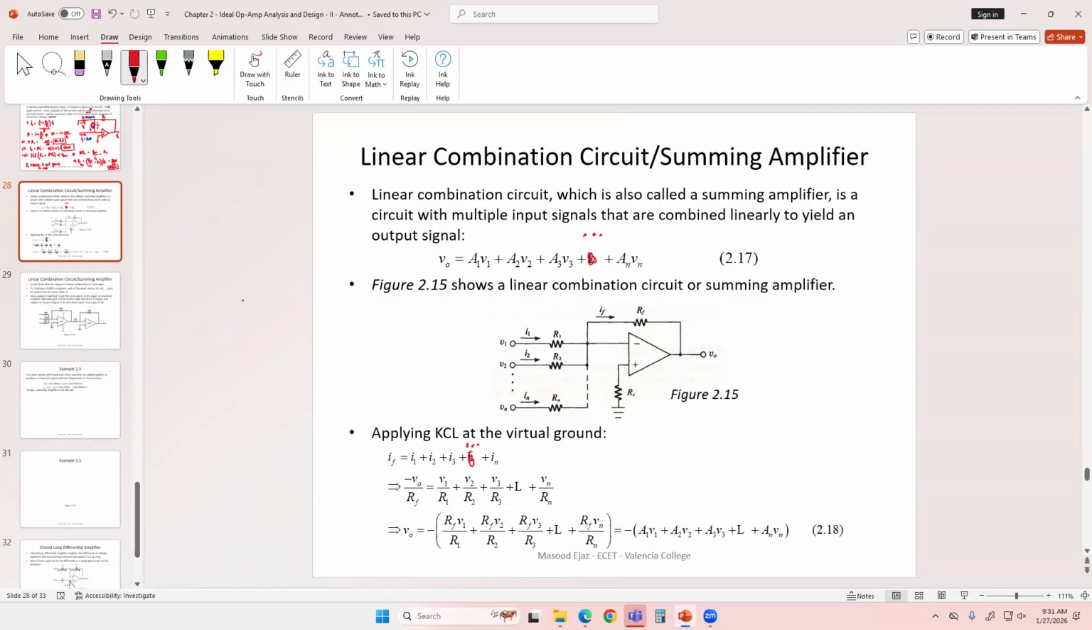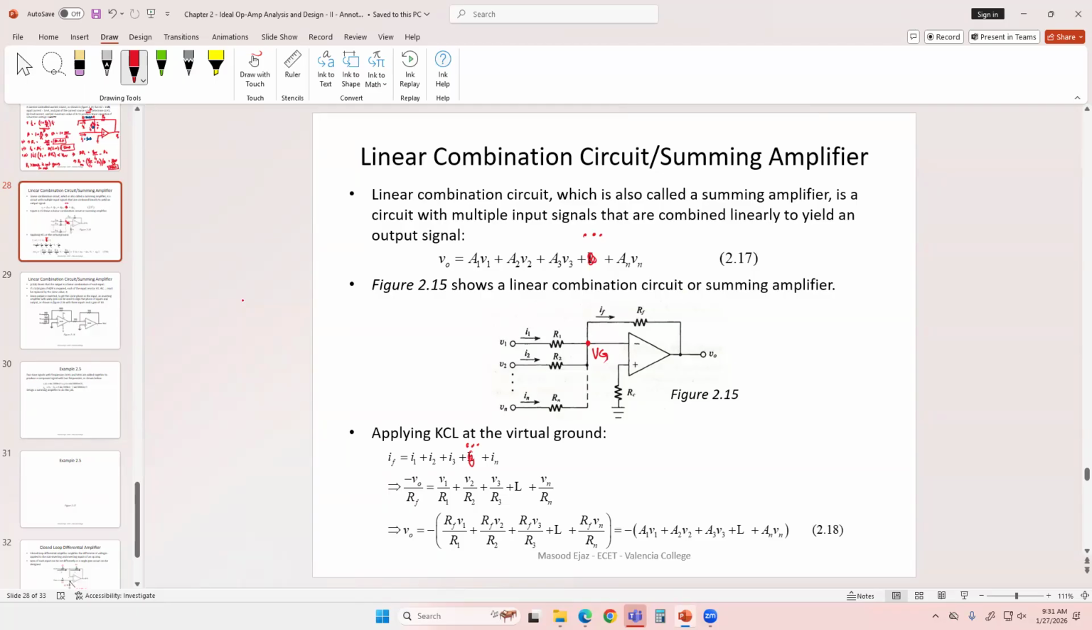When we do the derivation for that equation, apply KCL at the virtual ground. Then the feedback current will be equal to the current of each individual branch that is connected to the virtual ground. So the feedback current will be equal to I1 plus I2 plus I3 all the way up to IN. And applying Ohm's law on each of the branch, we can write down the expression for the current in terms of voltage and the resistor.